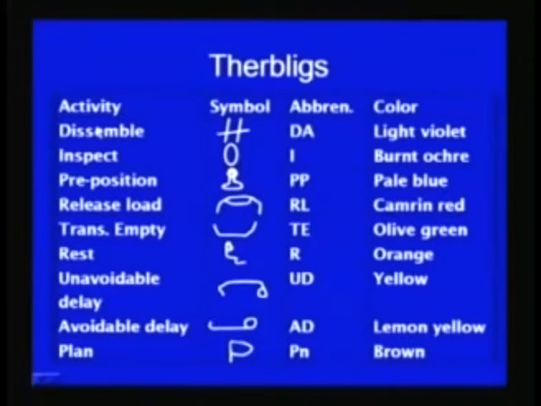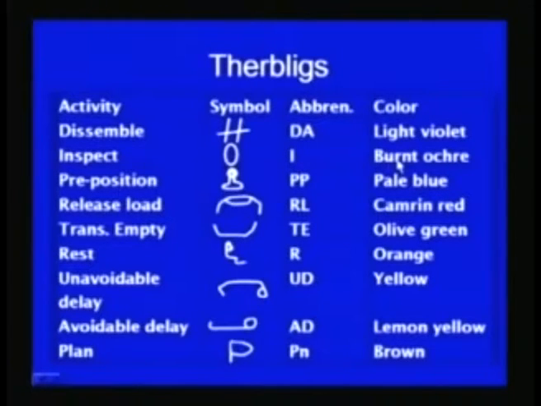Similarly, other therbligs like disassemble, putting the sub-assemblies apart from the main assembly, are represented by a symbol of this kind, and the abbreviation is DA. It is shown by the light violet color. Inspect is checking for quality, quantity or dimensions, represented by this symbol, and the abbreviation is I.